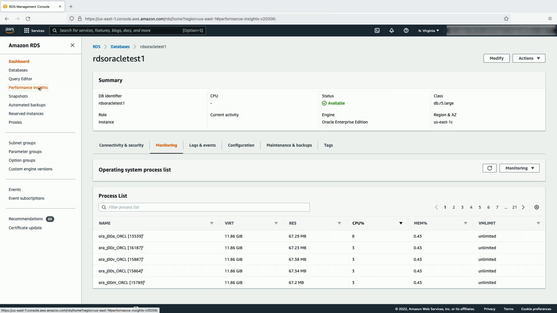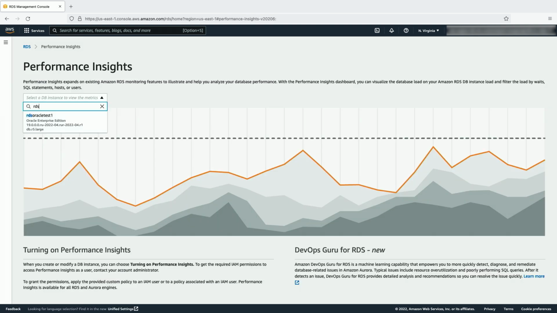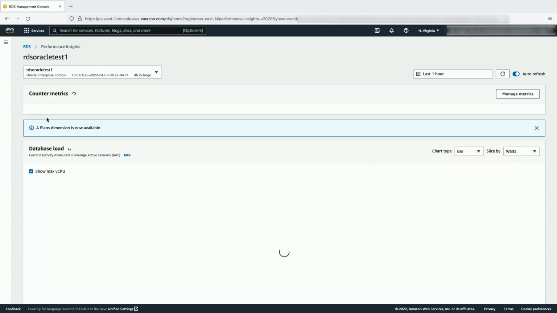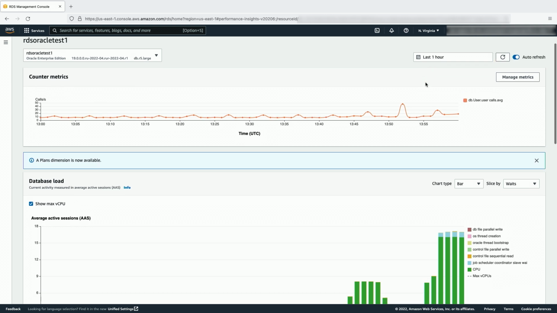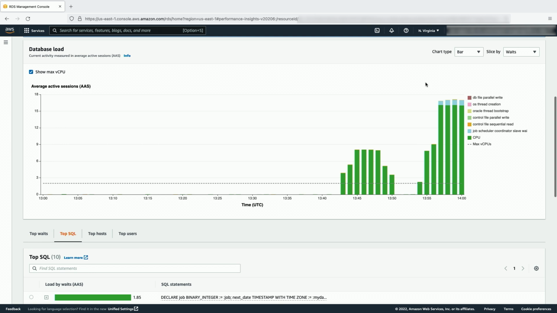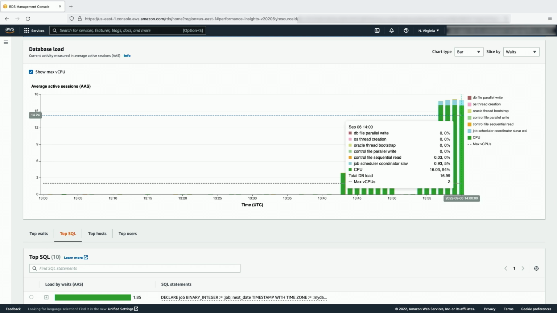In the navigation pane, choose Performance Insights. Choose the DB instance that you want to monitor. For view past, select the duration of your choice. In the database load graph, check the time when you experienced a spike in the CPU usage. As we can see, there is a spike that is due to CPU wait event.